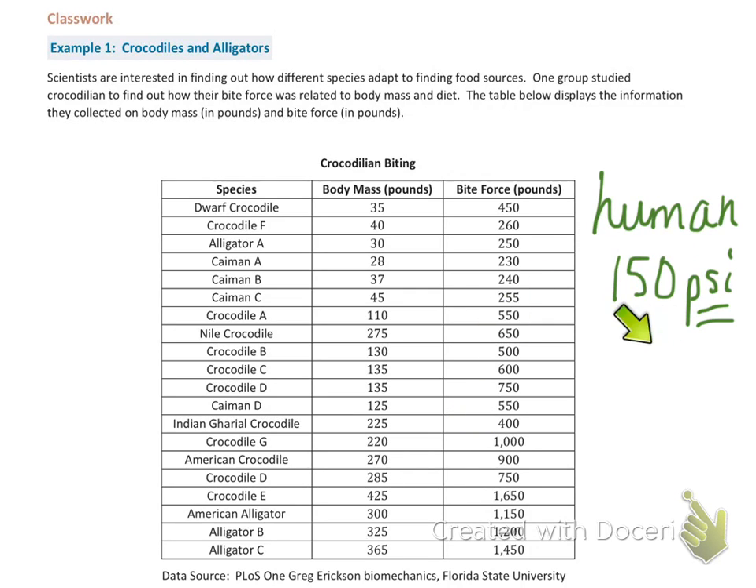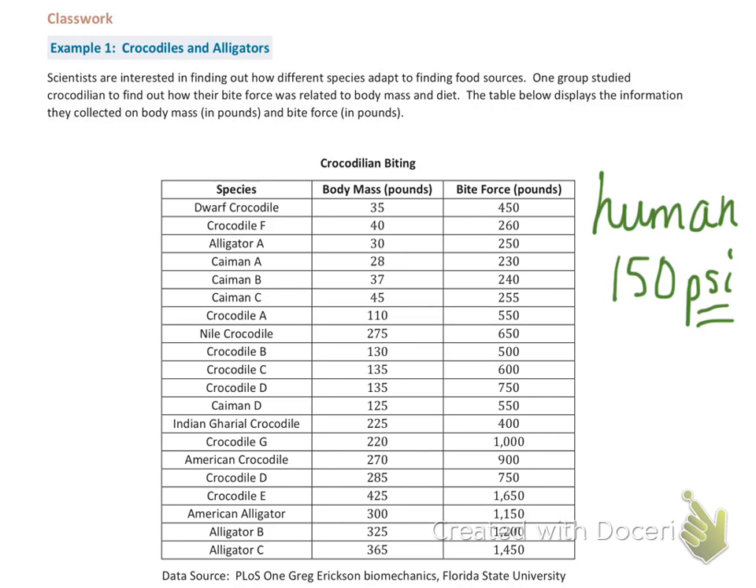But I was surprised that a human could have that much bite force. But that's less than even the smallest of these crocodiles. These ones that are barely the size of a small child have a bite force that's much larger than a human male. So, okay. Another thing that's surprising is just that there are so many different species of crocodiles too, and the different sizes that they come in.